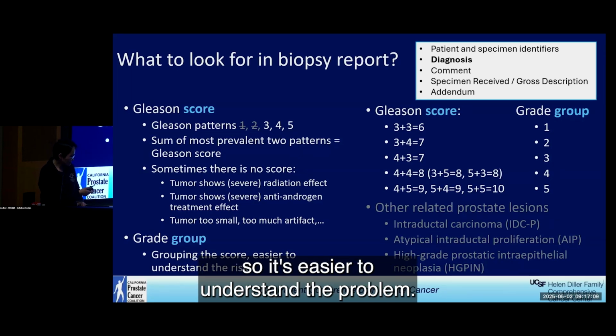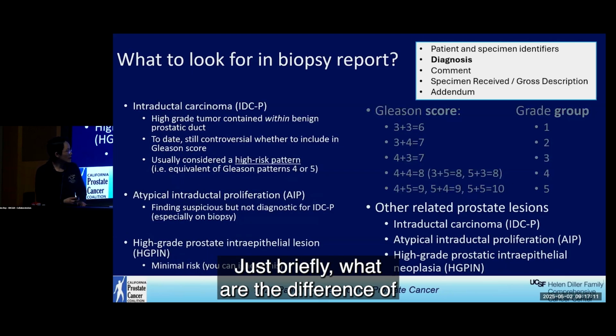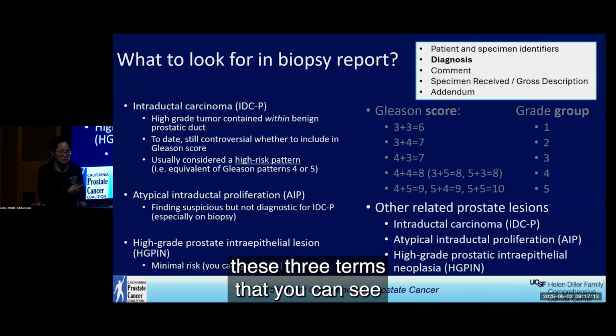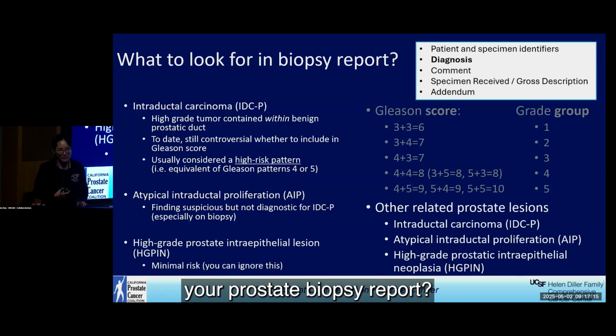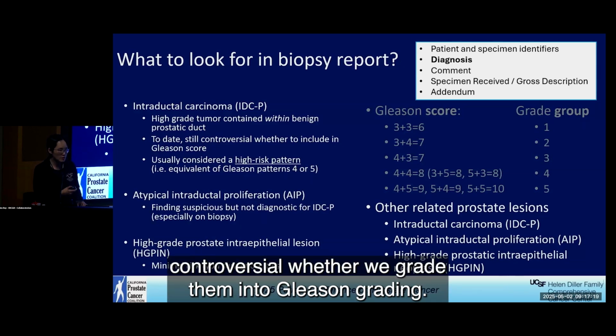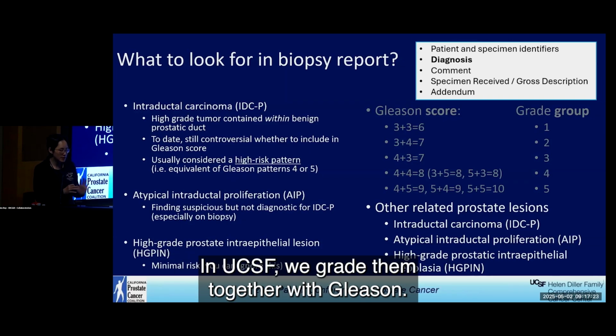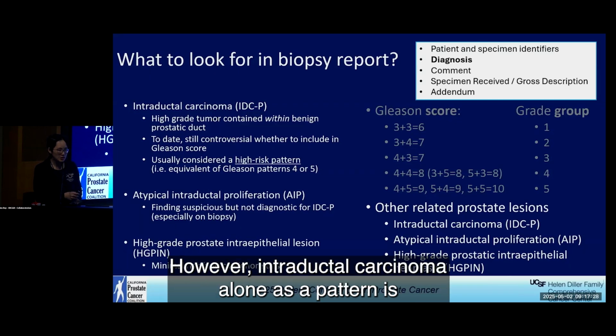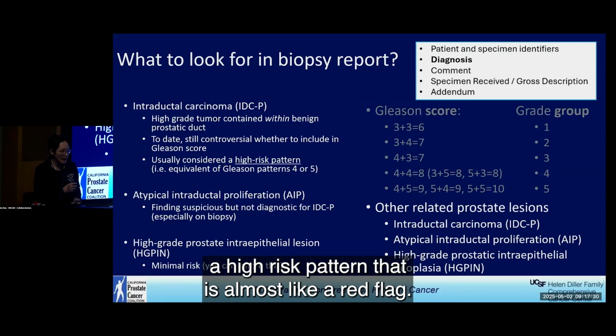the prognosis. And just briefly, what are the differences of these 3 terms that you can see in your prostate biopsy report? So intraductal carcinoma is still controversial whether we grade them into Gleason grading. At UCSF, we grade them together with Gleason. However, intraductal carcinoma alone as a pattern is a high-risk pattern that is almost like a red flag.